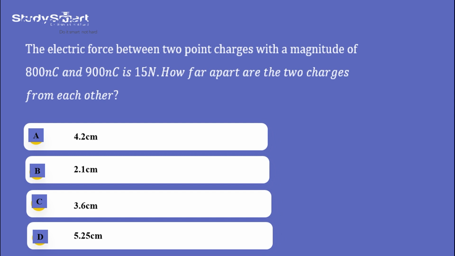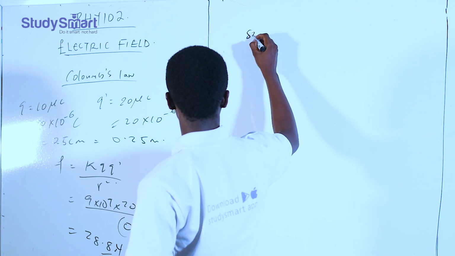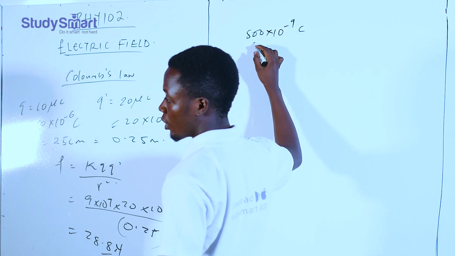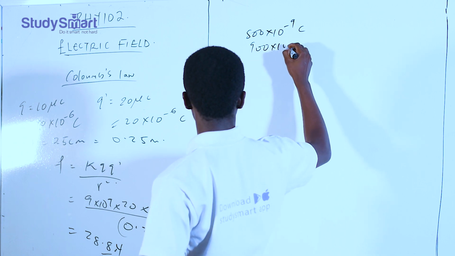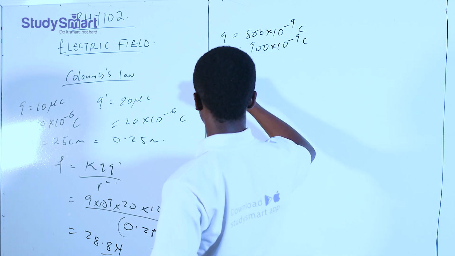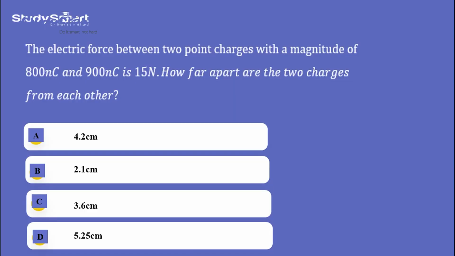Now, if you look at the options there, they are expressed in centimeters. So by the time you get your answers, it will be in meters, so you have to convert back to centimeters. So we have 800 nanocoulombs. That's 800 times 10 power minus 9 coulomb, and you have 900 times 10 power minus 9 coulomb. That's Q and Q prime. And you have your force to be equal to 15 newton. So you have to find the distance apart.